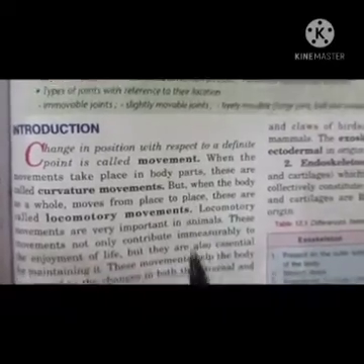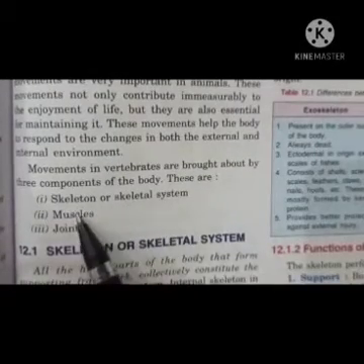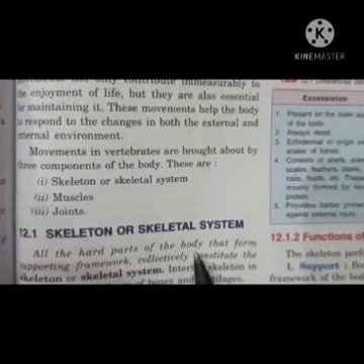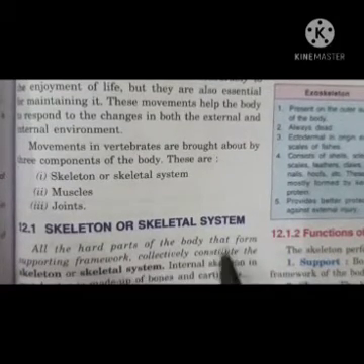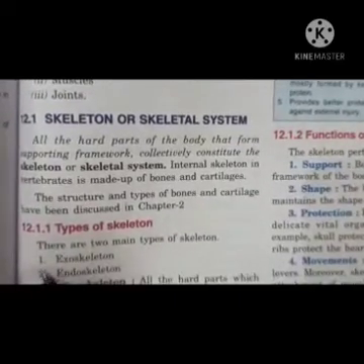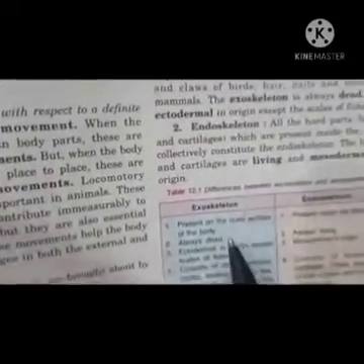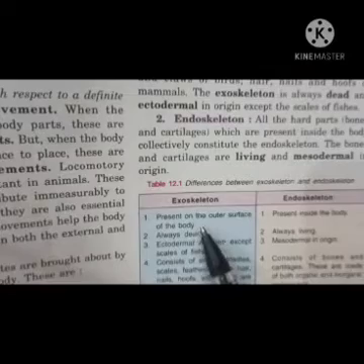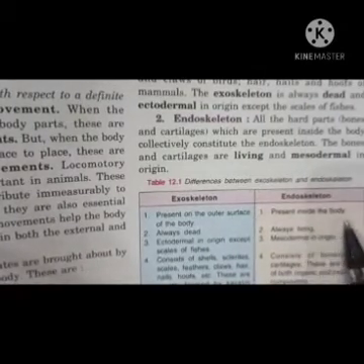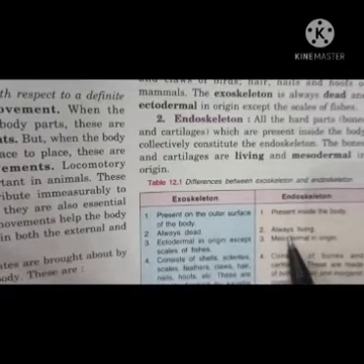Movement in vertebrates is brought about by three main components of the body: skeleton, muscles and joints. What is skeleton? All the hard parts of the body that form a supporting framework; collectively they constitute the skeleton. There are two main types of skeleton: exoskeleton and endoskeleton. Exoskeleton is present on the outer surface of the body, while endoskeleton is present inside the body. Exoskeleton is always dead and endoskeleton is always living.